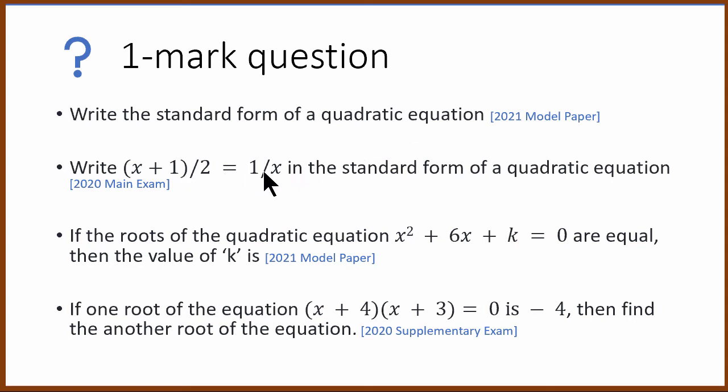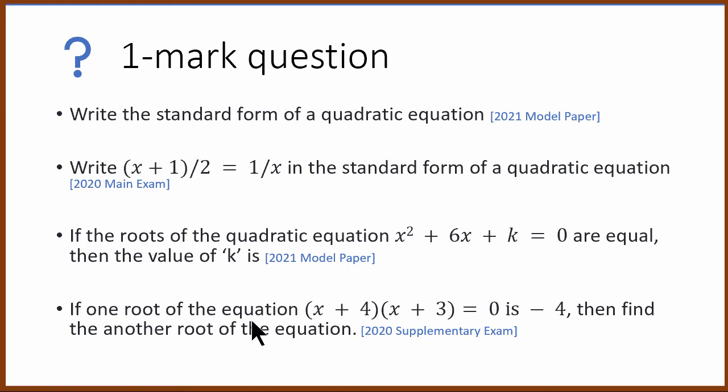Another kind of question is something as simple as this. What you're supposed to do is convert this into ax squared plus bx plus c equals 0 form. This came in the 2020 main examination. A third kind of question is they might say that the roots of the equation are equal, then find the value of k. How do you find this? You find the discriminant and equate it to 0, because we know that if the discriminant is 0, then the roots are equal. Once you find the discriminant, you can find the value of k.